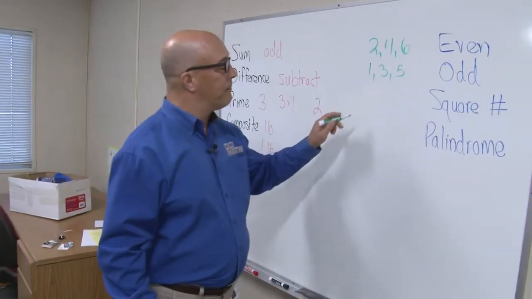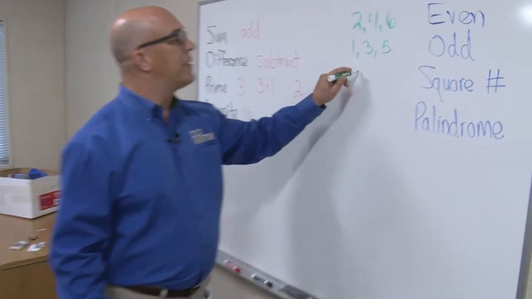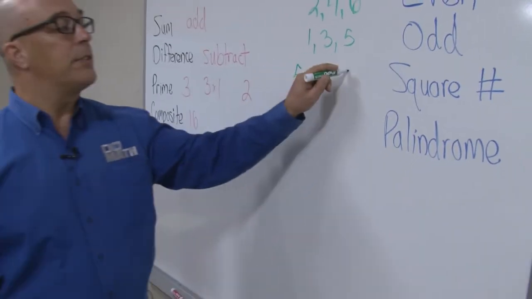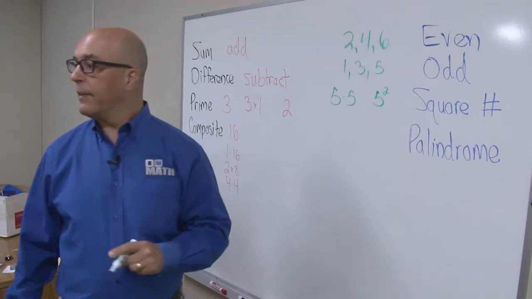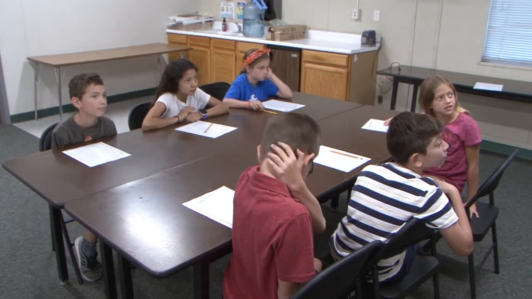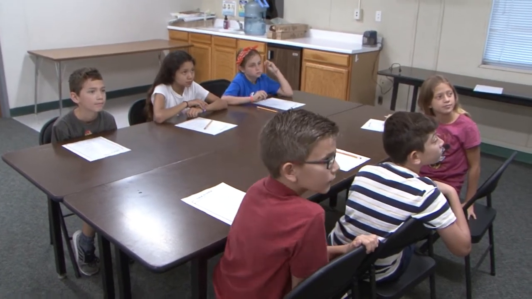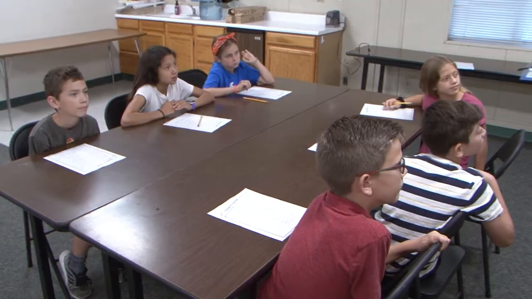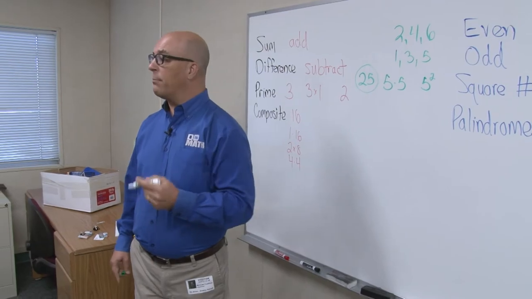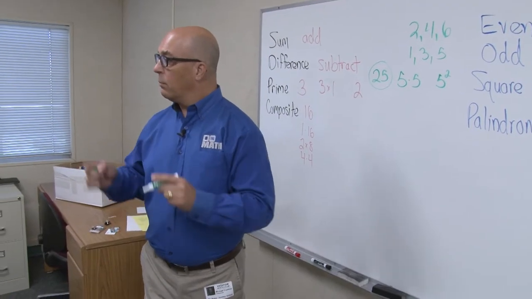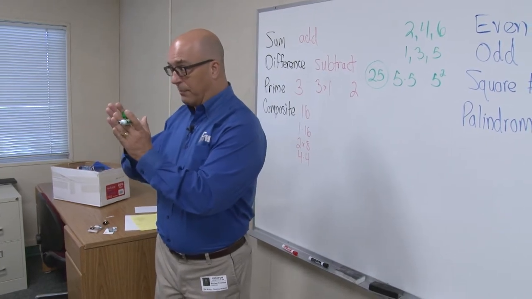If I said 5 times 5, what is that? 25. Have you ever seen it written like this? Yes. Right, there's your exponent too, so you have 5 squared, 5 to the second power. So the number 25 is a square number. Can you think of another square number? 12. What two numbers? The numbers have to be the same. You're close.